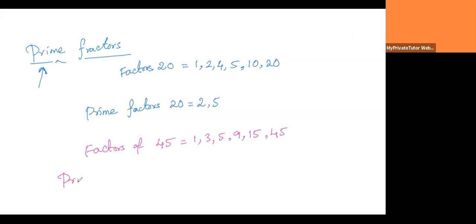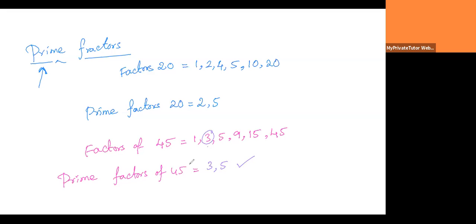What about the prime factors of 45? We are going to take only the prime numbers out of this. 3 is a prime number, isn't it? 5 is a prime number. I don't see any other numbers. 9 is not a prime number. 15 is not. Similarly, 45 is not. So the prime factors of 45 are 3 and 5.